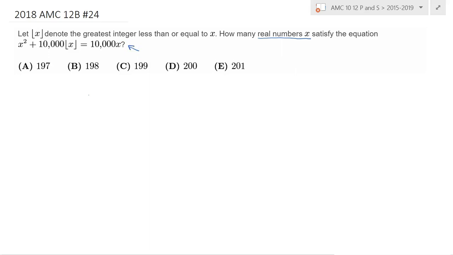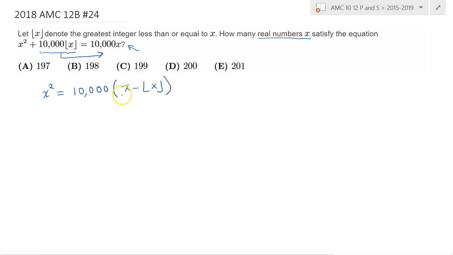We can directly start by rearranging the terms. In particular, this term on the left hand side, I want to bring it to the right hand side, so therefore it would give us x squared equals, and I realize that we have a 10,000 which is common in both terms, and finally it should be x minus the floor of x.